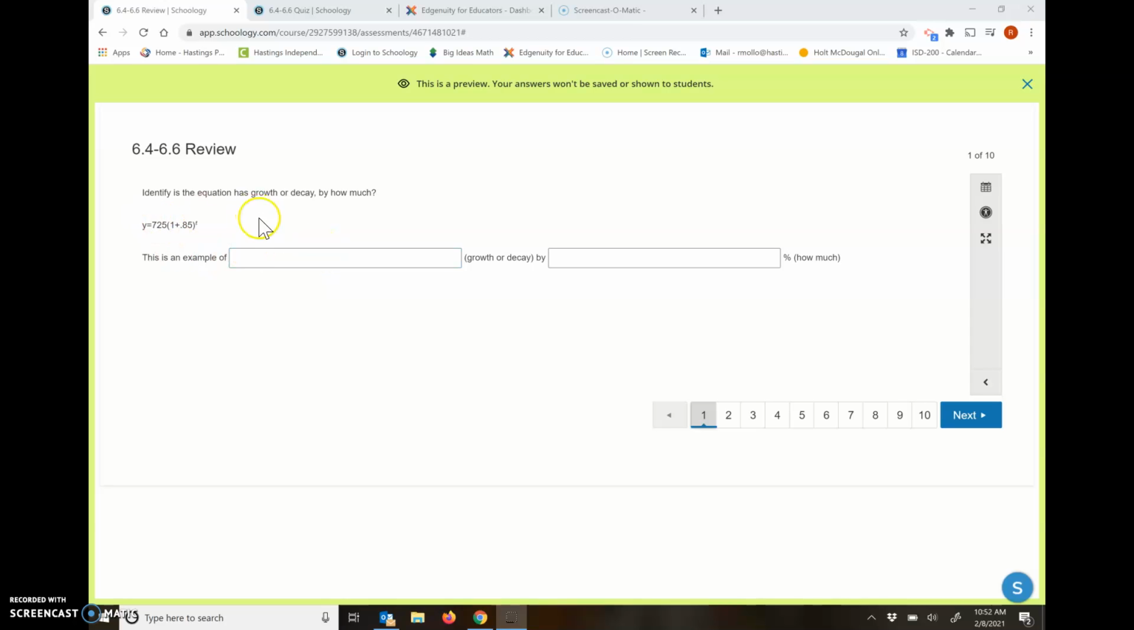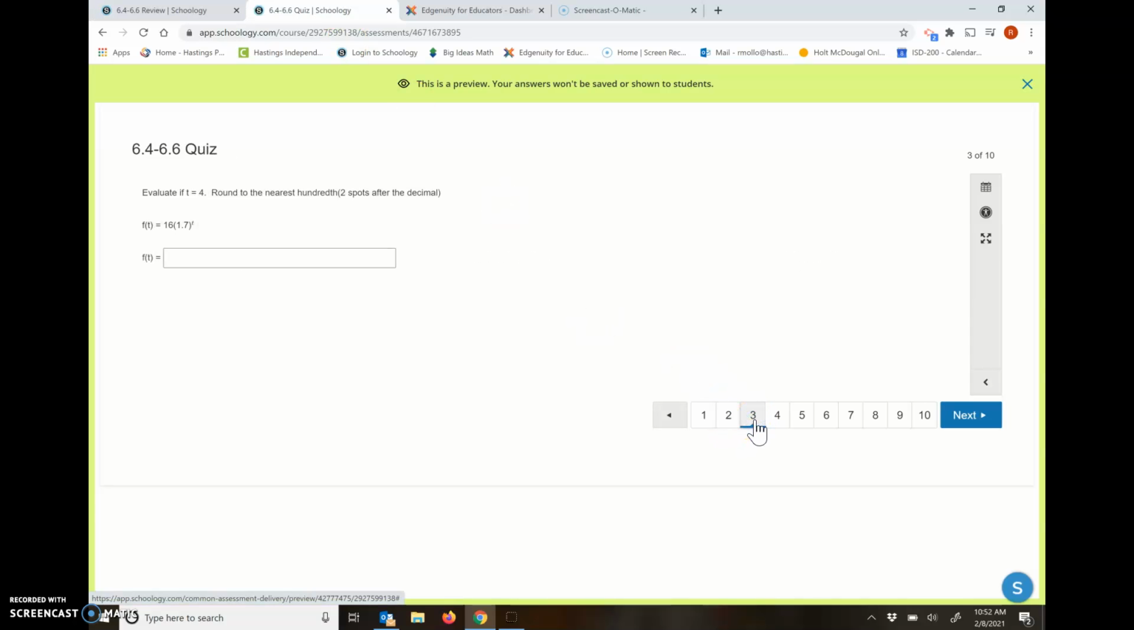So notice it'll give you an equation and you need to write in the first blank whether it's growth or decay. Make sure it's spelled correctly, please, and then by how much. And so notice here I already have a percent symbol in there, so you don't need to say decaying by 98%. You can say decay, and then you can just write the 98 in there. You don't need the percent. So here's the review, 1 and 2, growth and decay. Here's the quiz, 1 and 2, growth and decay.